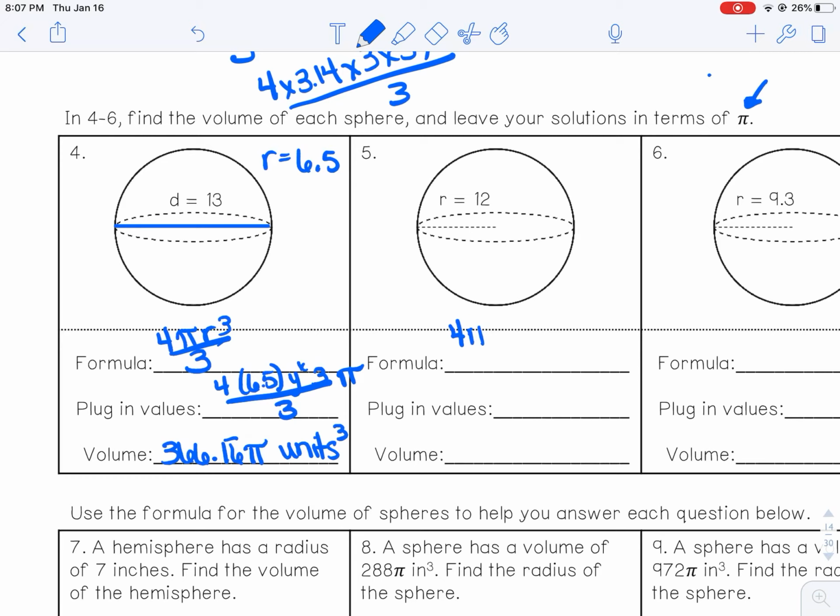So again, 4 pi r to the third divided by 3. So we will do 4 times 12, raise it to the third power, pi divided by 3. Okay, so 4 times 12, raise it to the third power, always hit equal, divided by 3. It's going to give us 2,304 pi, and again, units to the third power.